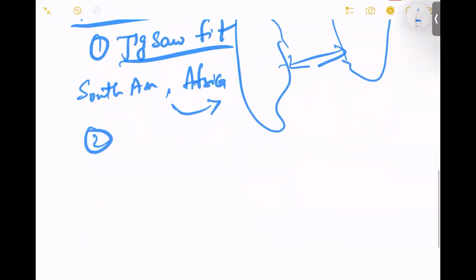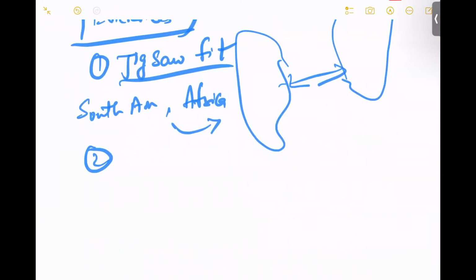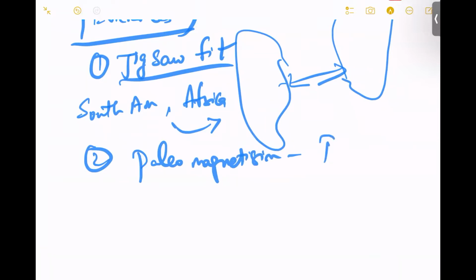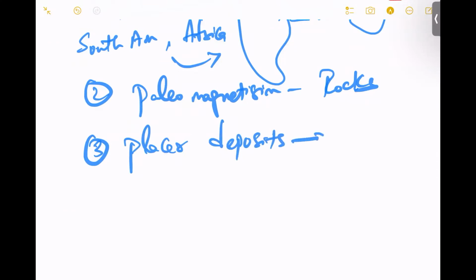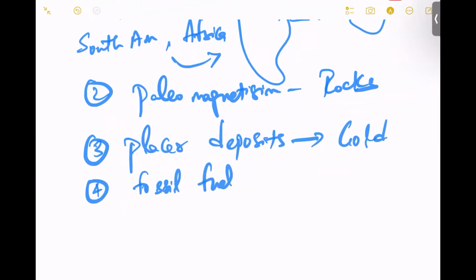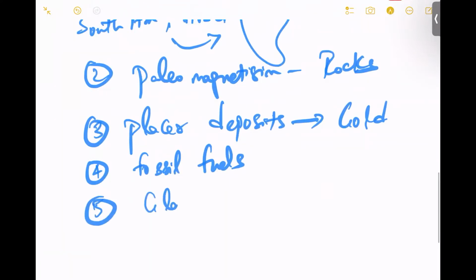beautiful. And then the paleomagnetism of the rocks present on the border lines of these continents. Okay, and then the placer deposits of gold. Okay, and then the fossil fuels, okay, and finally the glacial evidences.